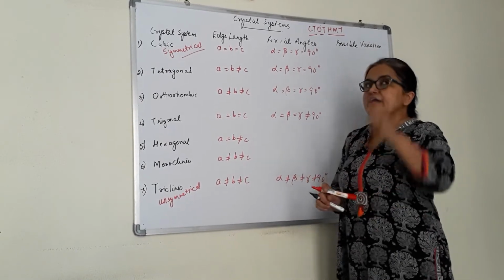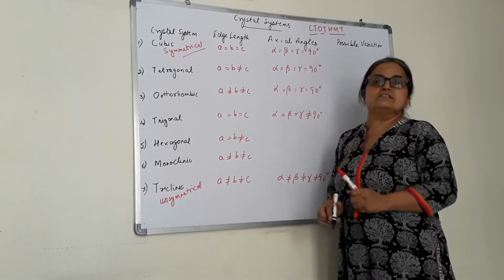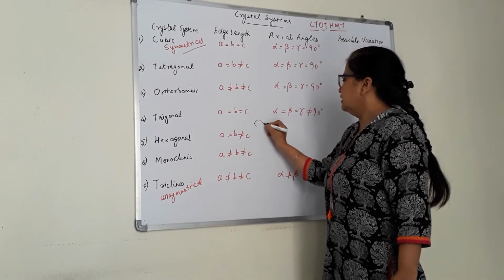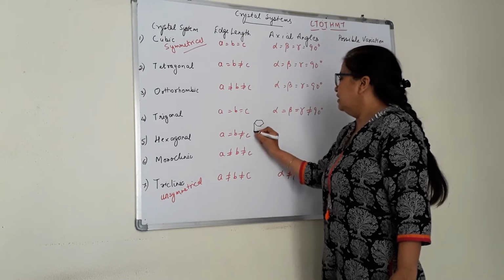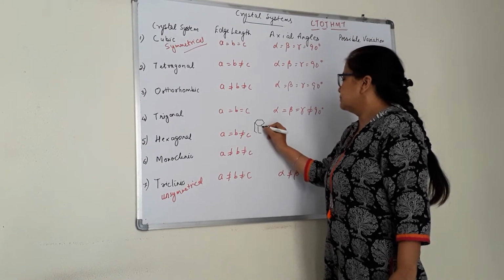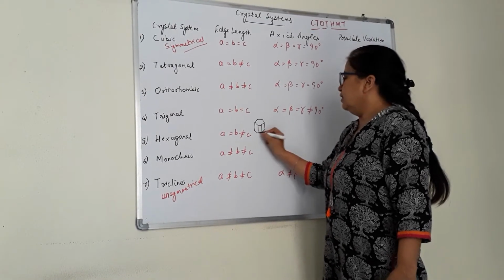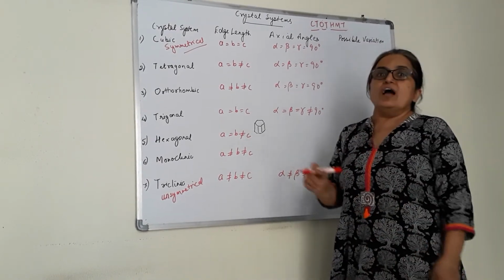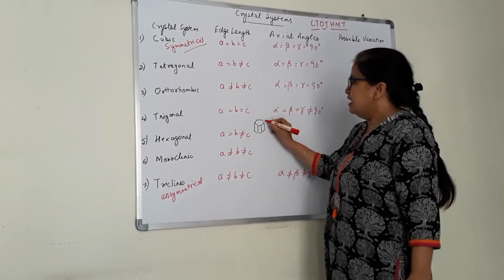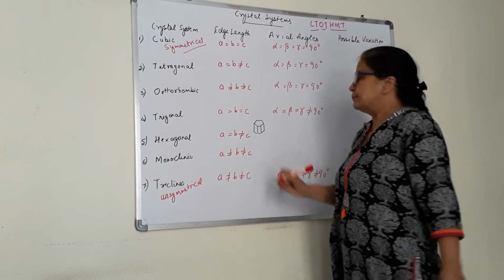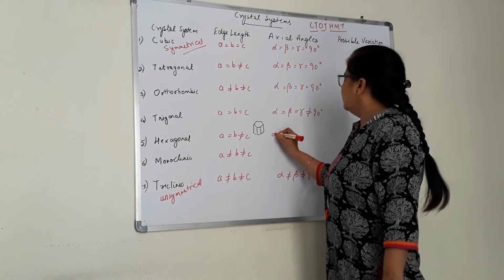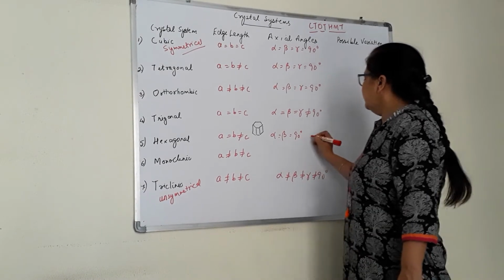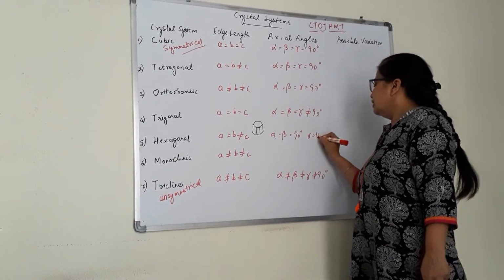Hexagonal you will relate to the graphite structure. You have studied what the graphite structure is. Hexagon is there. Something like this you had. If I complete this, what do you have? In this there are two angles which will be 90, you can see, but the third one will be 120. So in hexagonal, alpha is equal to beta is equal to 90 degrees, but gamma is equal to 120 degrees.